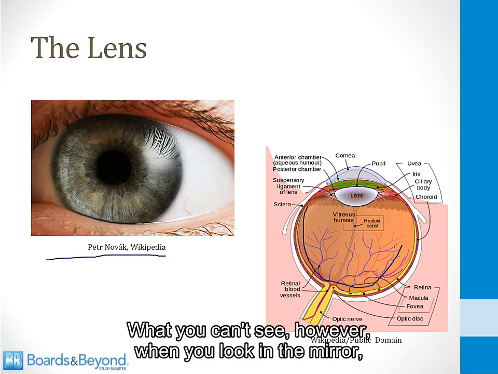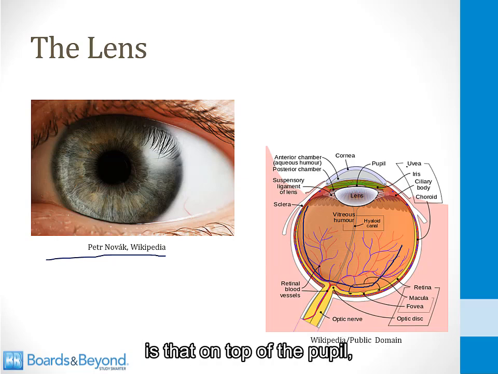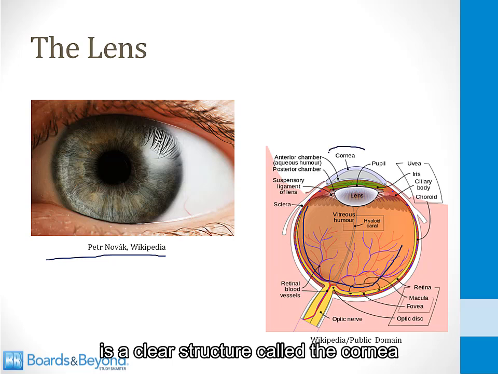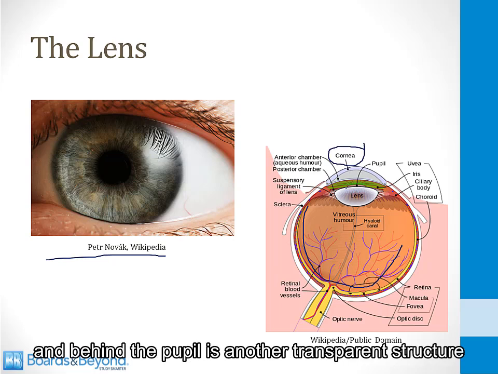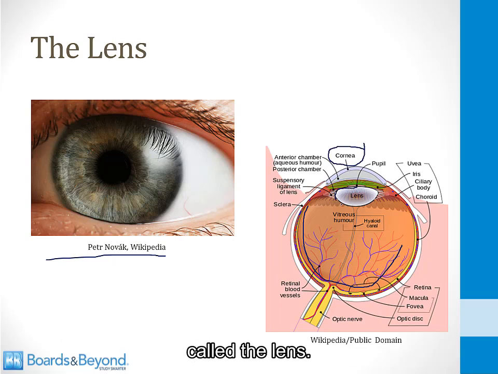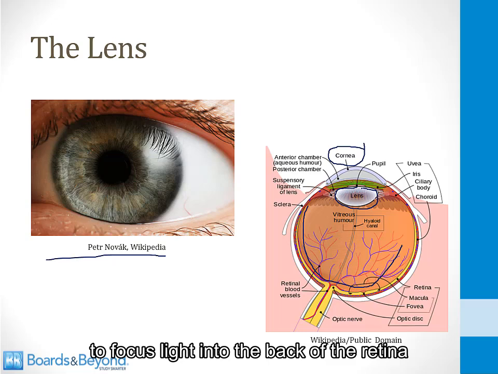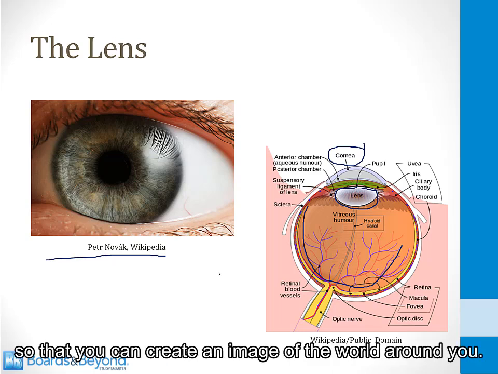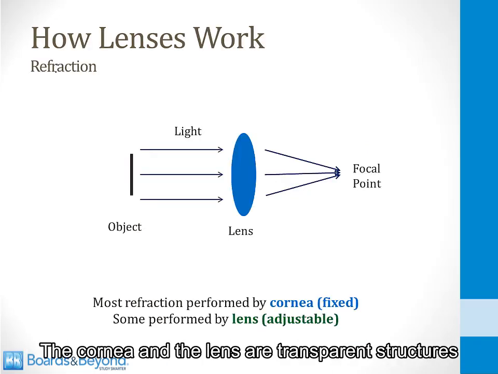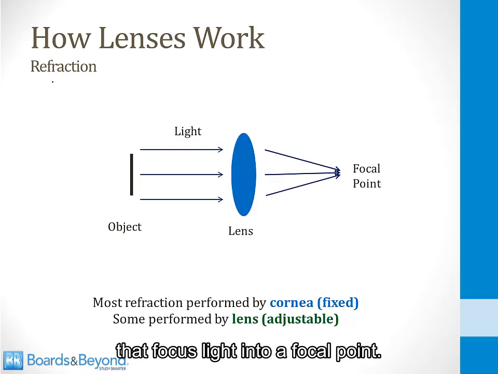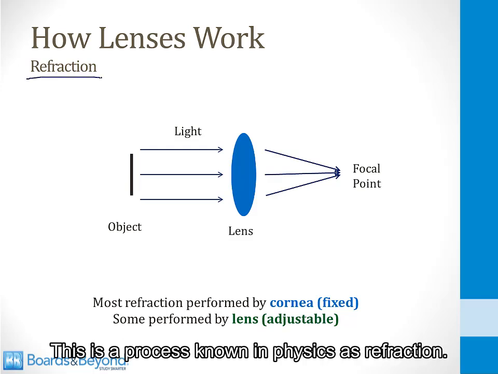What you can't see, however, when you look in the mirror is that on top of the pupil is a clear structure called the cornea, and behind the pupil is another transparent structure called the lens, and the cornea and the lens work together to focus light into the back of the retina so that you can create an image of the world around you. The cornea and the lens are transparent structures that focus light into a focal point. This is a process known in physics as refraction.